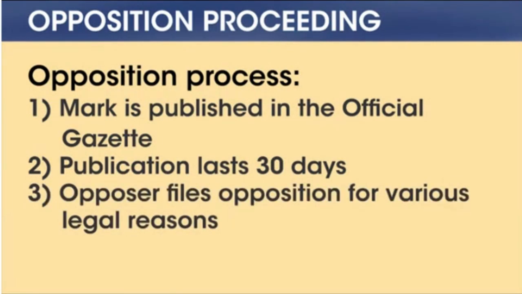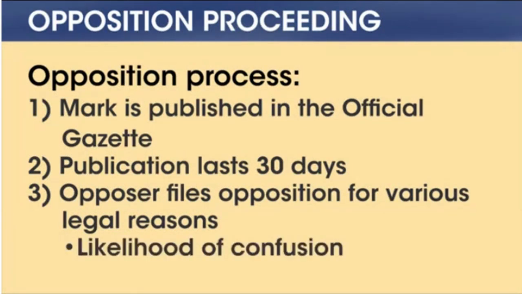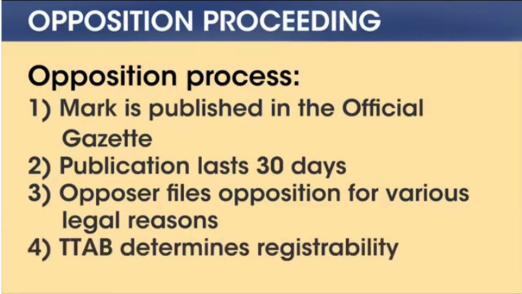During the opposition period, any party that believes it would be damaged if the published mark registers may oppose registration. Although there are many possible grounds for opposition, the most common one is a claim that a likelihood of confusion exists between the published mark and the opposer's mark. In this type of proceeding, a three-judge panel issues a decision after both sides have had an opportunity to present evidence and make arguments before the board. These issues and procedures can be very complex, and the experience is similar to a civil court case.